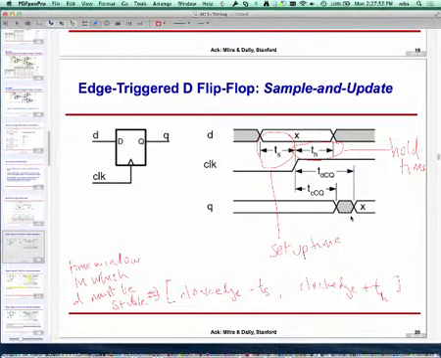Yeah. What is negative TS? I'll come to that. Any other question?